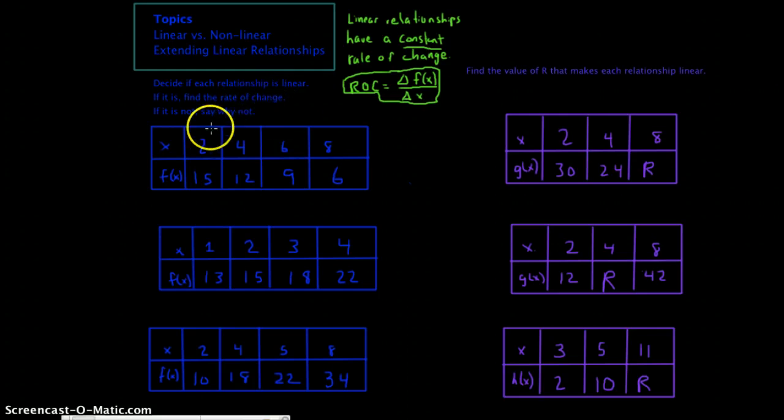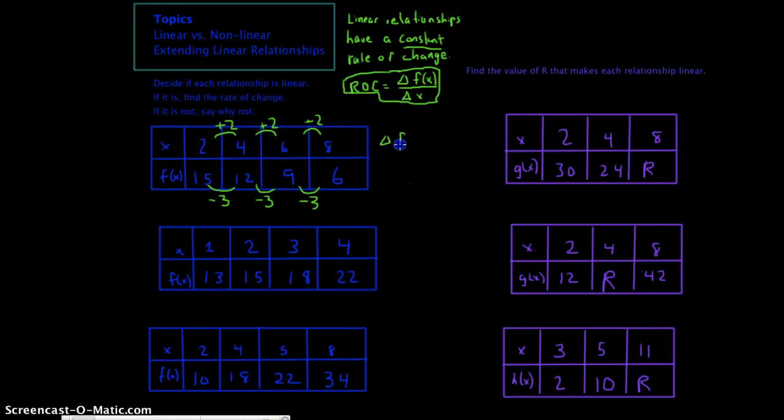So here, as I look at this, I see my x's going up by 2. And when my x's are going up by 2, I should look and see what's happening to my outputs, to my f of x's, or my y's. Well, what's the change from 15 to 12? That's a change of -3, going down by 3, going down by 3, and going down by 3. Okay, so this one definitely has a constant rate of change, so it's linear, okay?